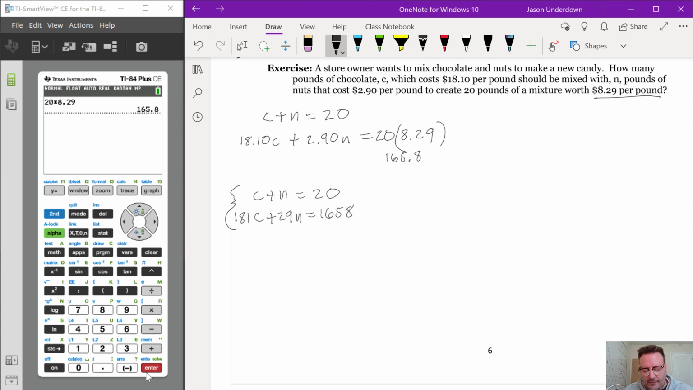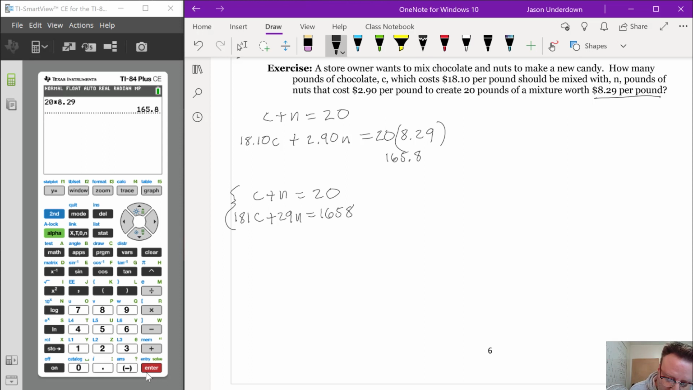And I'm going to show you a slightly different way of doing it than I did in the previous two examples. Okay, what I'm going to do is use the method of elimination, just a variation on it. So let's see here. What should we do? Let's eliminate the C variable. Okay, so I'm going to do that by multiplying the first equation by negative 181.